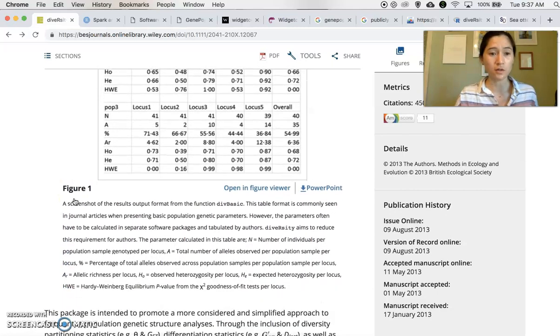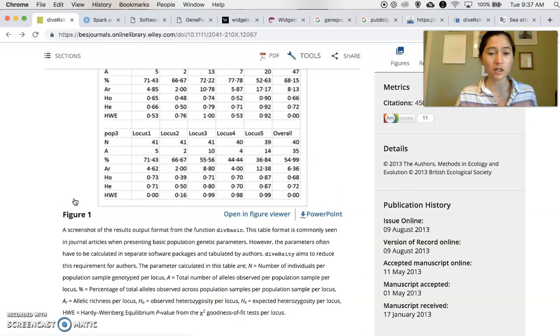So if we scroll down to the caption for their figure, it gives us information about what we're looking at. So N here is the number of individuals per population sample genotyped per locus. So it's basically telling you for each of the different loci in your data set, how many individuals were actually genotyped for that particular locus. The next row, A here, is the total number of alleles per population sample per locus. So this is saying overall, how many different alleles did we identify at that particular locus?